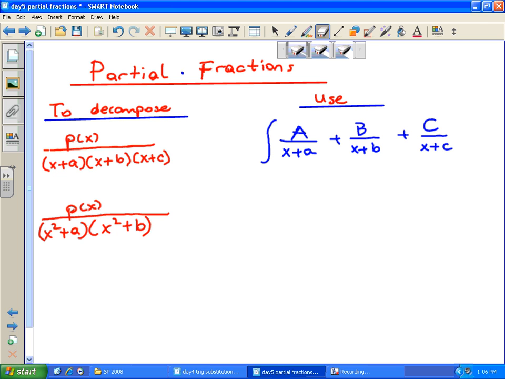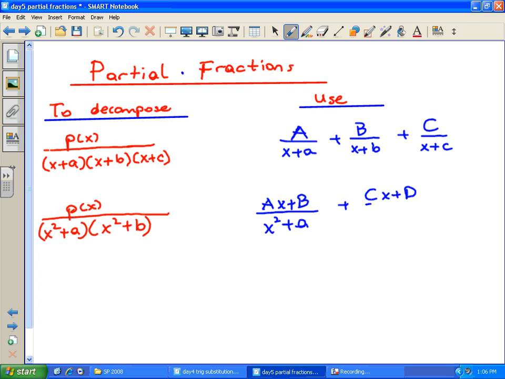So our job in this section will be to come up with these three fractions that represent a given, usually complicated looking original fraction. Okay, if your denominator is like the second case I have here, a p of x, a polynomial divided by x squared plus a times x squared plus b, then we're going to be using a different type of partial fraction decomposition, and it's going to look like this: Ax plus B divided by the first one, plus Cx plus D divided by the second factor, x squared plus b.